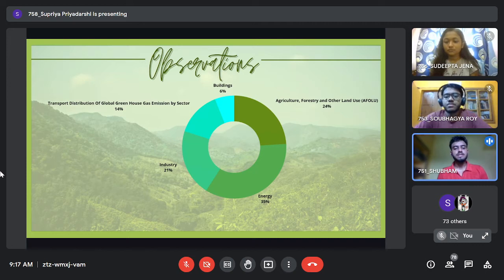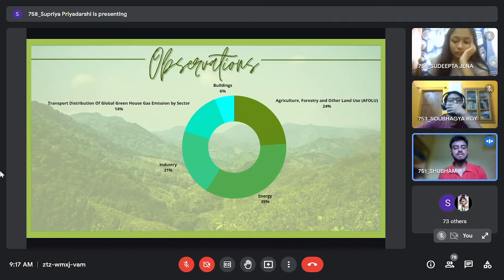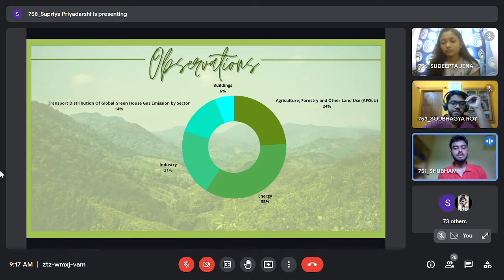The next one is agriculture sector. This sector almost takes 11% of total greenhouse gas emissions. Greenhouse gas emissions from agriculture comes from livestock such as cows, agriculture, soils, and rice production.